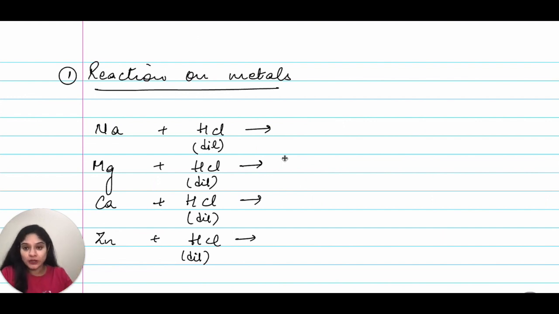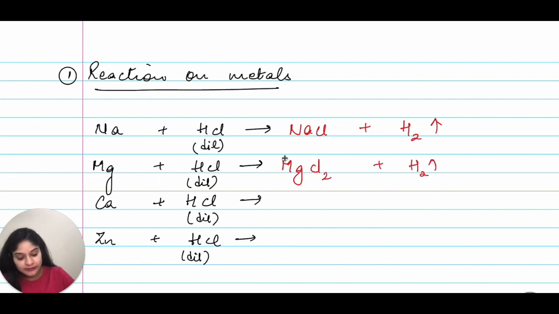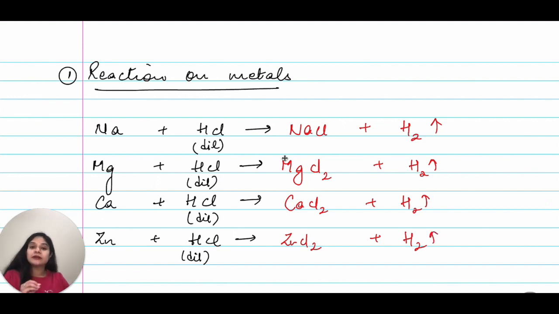So what kind of equations do we get? We get Na plus HCl giving us NaCl plus H2, that is hydrogen. Same thing would happen with magnesium. So MgCl2 plus hydrogen gas, CaCl2 plus hydrogen gas, ZnCl2 plus hydrogen gas. So all of these metals are above hydrogen, easily able to replace hydrogen and combine to form chlorides with the chlorine that is there.